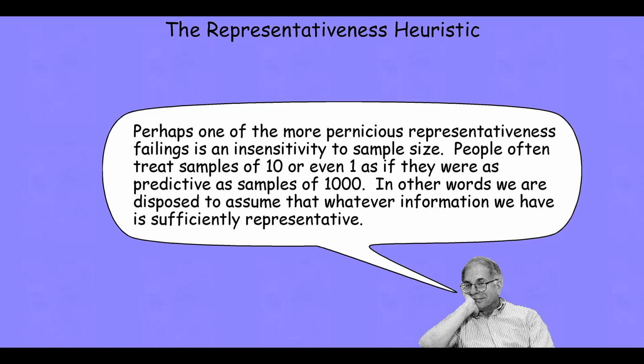This is probably one of the more pernicious examples of a failing of representativeness, an insensitivity to sample size. People will often treat samples of 10, or even 1, as though they were as representative and predictive as samples of 1,000. So we're really very strongly insensitive to sample size. And so we tend to be driven way too much by anecdotal evidence. We're disposed to assume that whatever information we have is sufficiently representative to underwrite that inference.